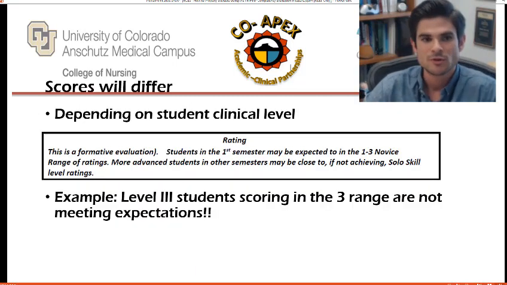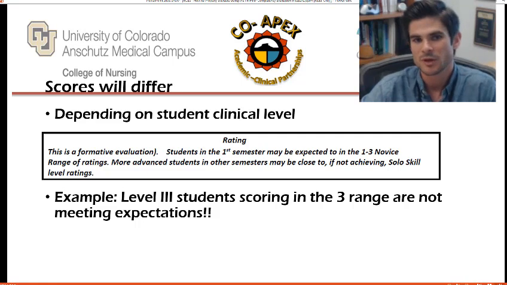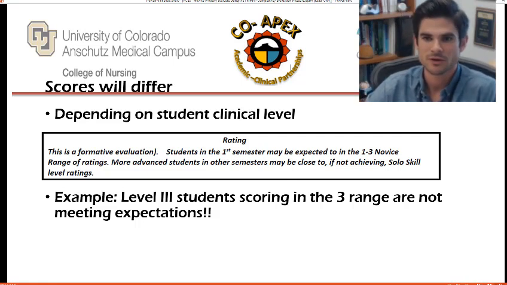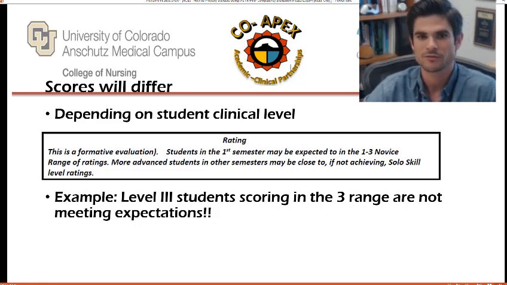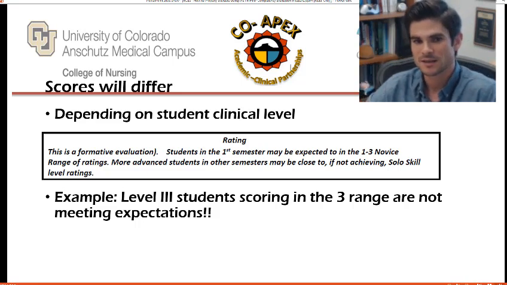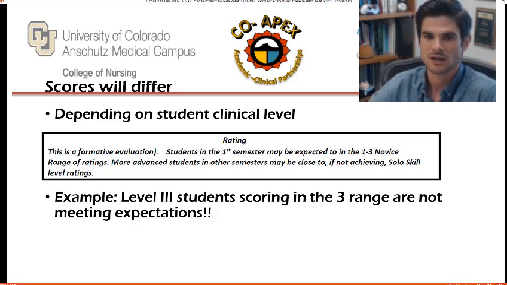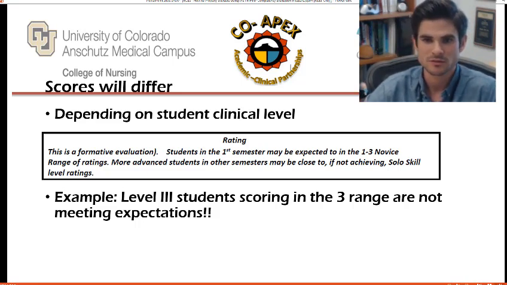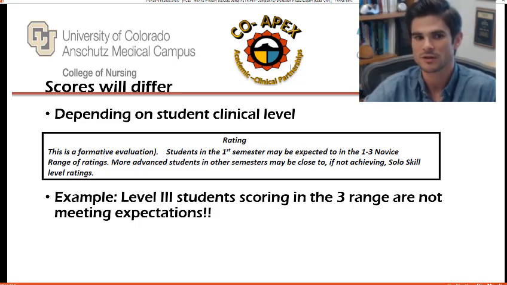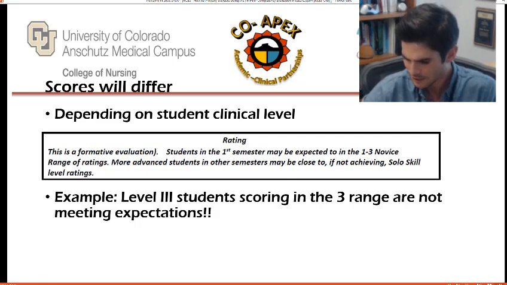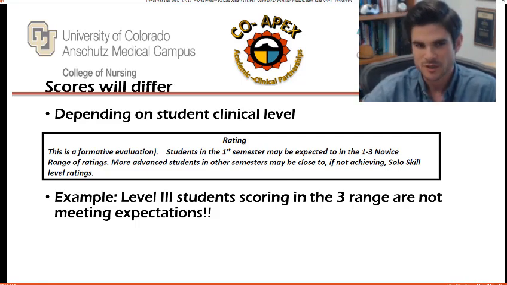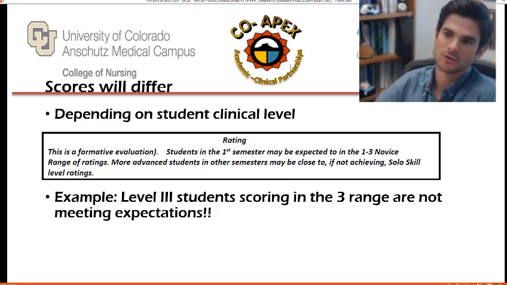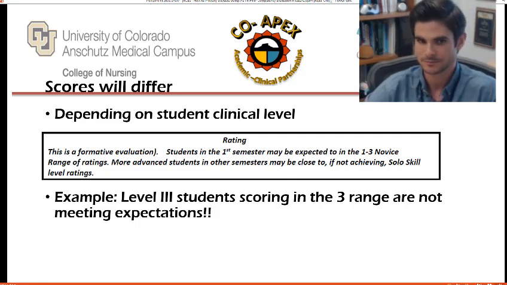So, do note that scores will differ depending on the student's clinical level, so whether they're level 1, 2, 3, or 4. As you can see, this is a picture of the instructions on the scale, where it explains that a level 1 student is probably expected to be somewhere in the 1 to 3 range. Now, a level 2 student we would expect somewhere to be maybe between 3 and 5, a level 3 student somewhere between 6 and 8, and then a level 4 student somewhere between about 8 and 10.